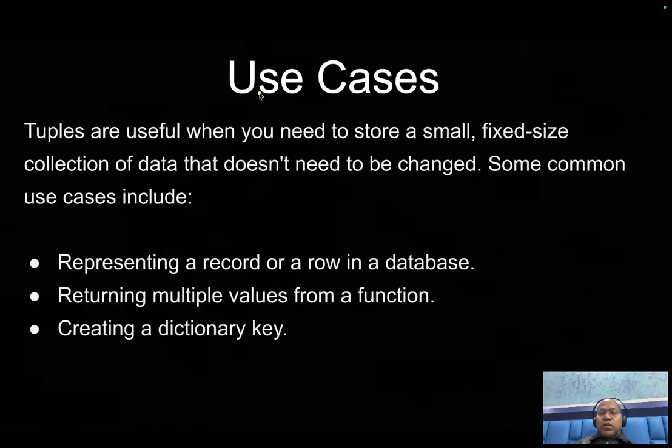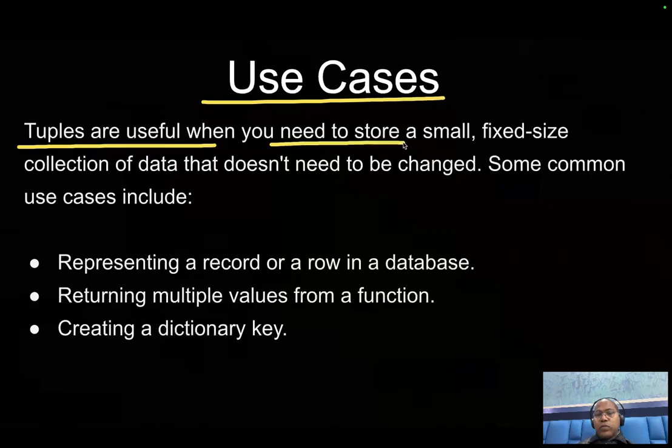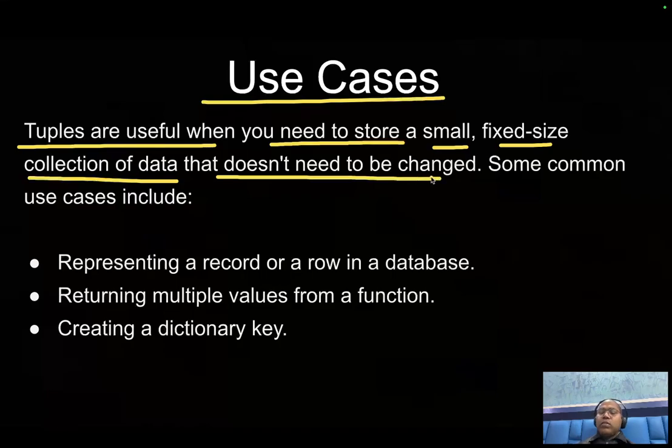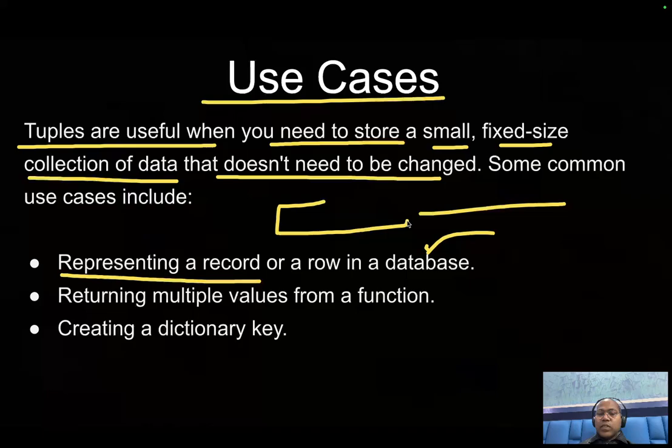So in terms of use cases, tuples are very useful when you need to store a small, fixed-size collection of data that does not change. You know the size, and that is the important point: it cannot be changed. Sometimes you are representing a particular record or row in a database. Whenever you read the database, generally it has a fixed schema, so you know these four columns are always available. In those scenarios tuples are very useful.